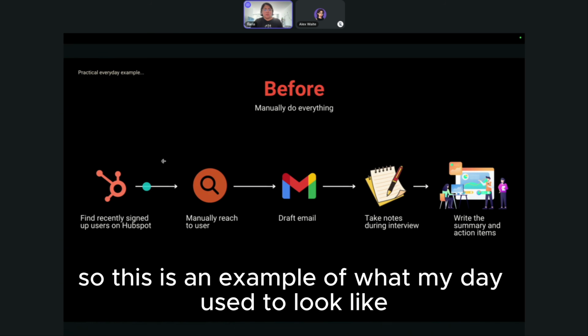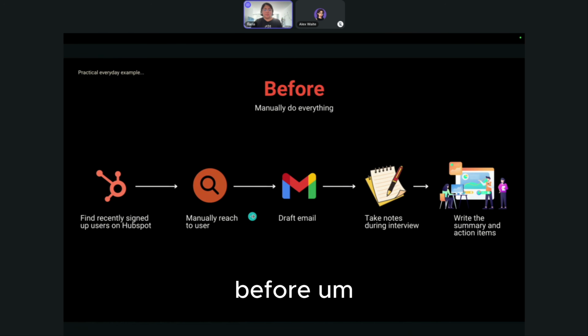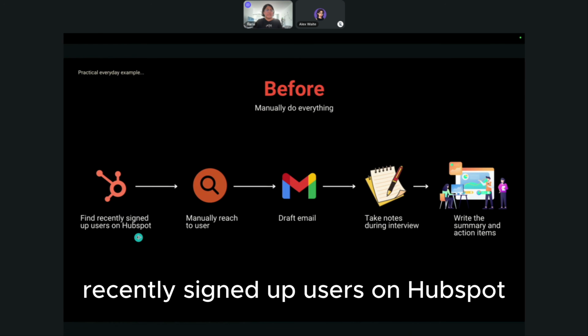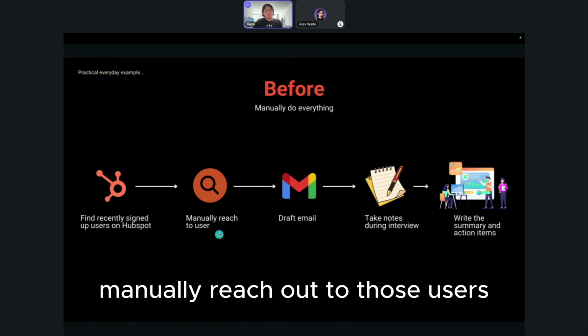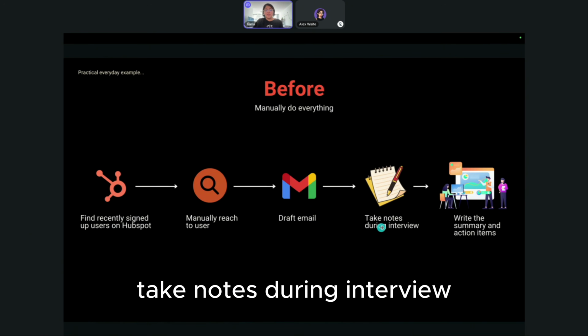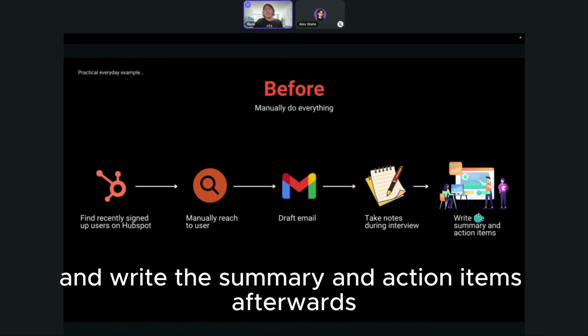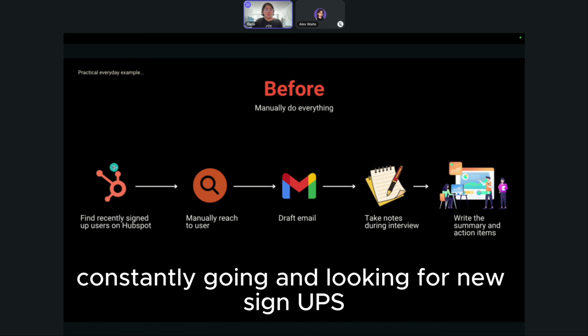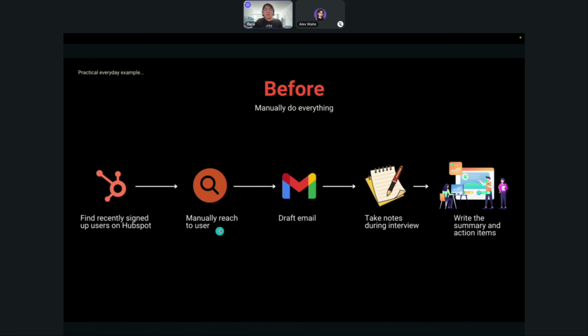So this is an example of what my day used to look like before I had an agent. I used to find recently signed up users on HubSpot and manually reach out to them. Then I had to draft emails, take notes during interviews, and write the summary and action items afterwards. So that's a lot of human time gone. And can you imagine constantly going and looking for new signups on HubSpot?